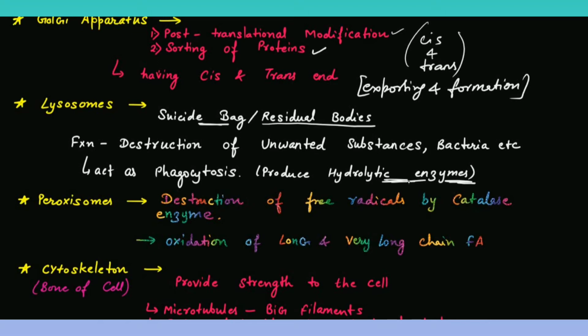Then peroxisomes. Peroxisomes do the destruction of free radicals by the catalase enzyme. We know the catalase enzyme acts on hydrogen peroxide, and hydrogen peroxide is a free radical. So it causes destruction of the free radical with the help of catalase enzyme; that is a function of the peroxisome. Another function is oxidation of long and very long chain fatty acids. That's the other function of peroxisomes.